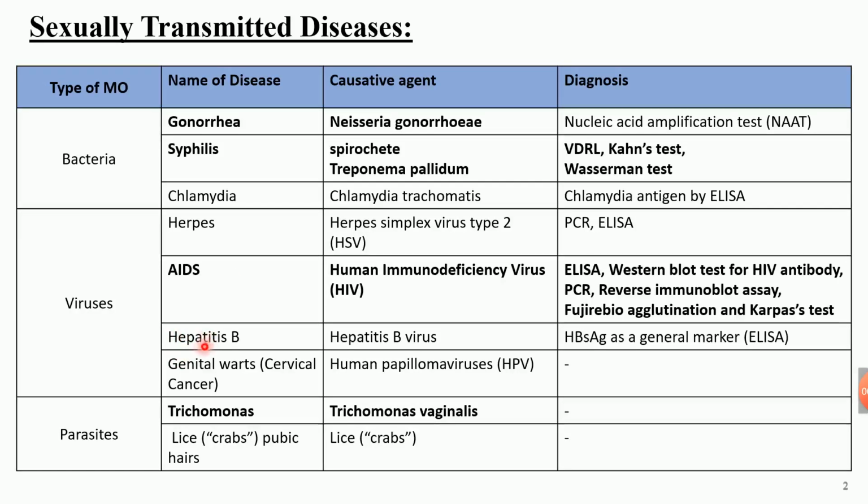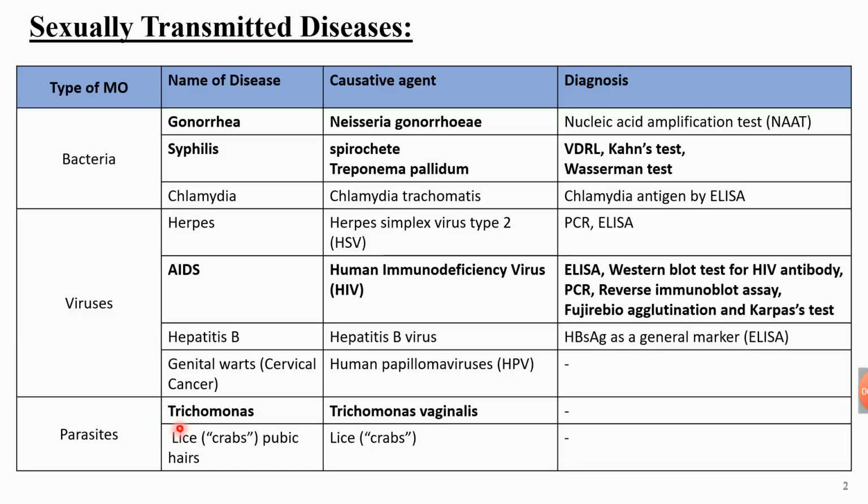Next, sexually transmitted disease caused by virus is hepatitis B, which is caused by hepatitis B virus, and diagnosis is done using the test known as ELISA. This ELISA test for hepatitis B uses hepatitis B surface antigen, HBsAg, as a marker. Next disease is genital wart. This is caused by human papilloma virus, HPV. If it is not treated early, it may cause cervical cancer in females.